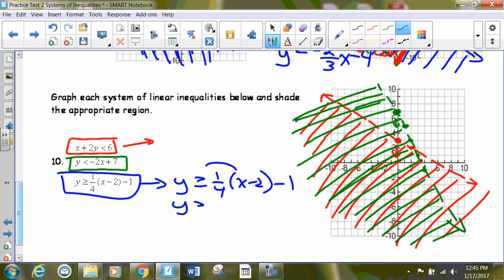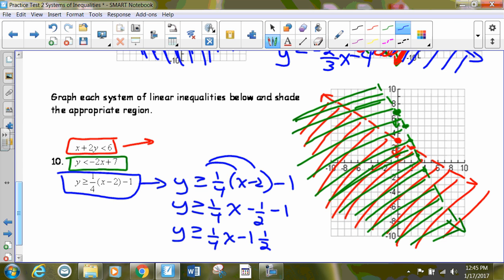So I said y is greater than or equal to 1/4 x, and then 1/4 times -2. If you did that in your calculator, you would get -1/2. And you would get y is greater than or equal to 1/4 x minus 1.5. Not the prettiest, right? We could put 1.52. Here's what we're going to do. We're going to look at minus -1.5. So that's -1 and then a 1/2. I know it seems weird that our y-intercept is not on a corner point, but it's okay.